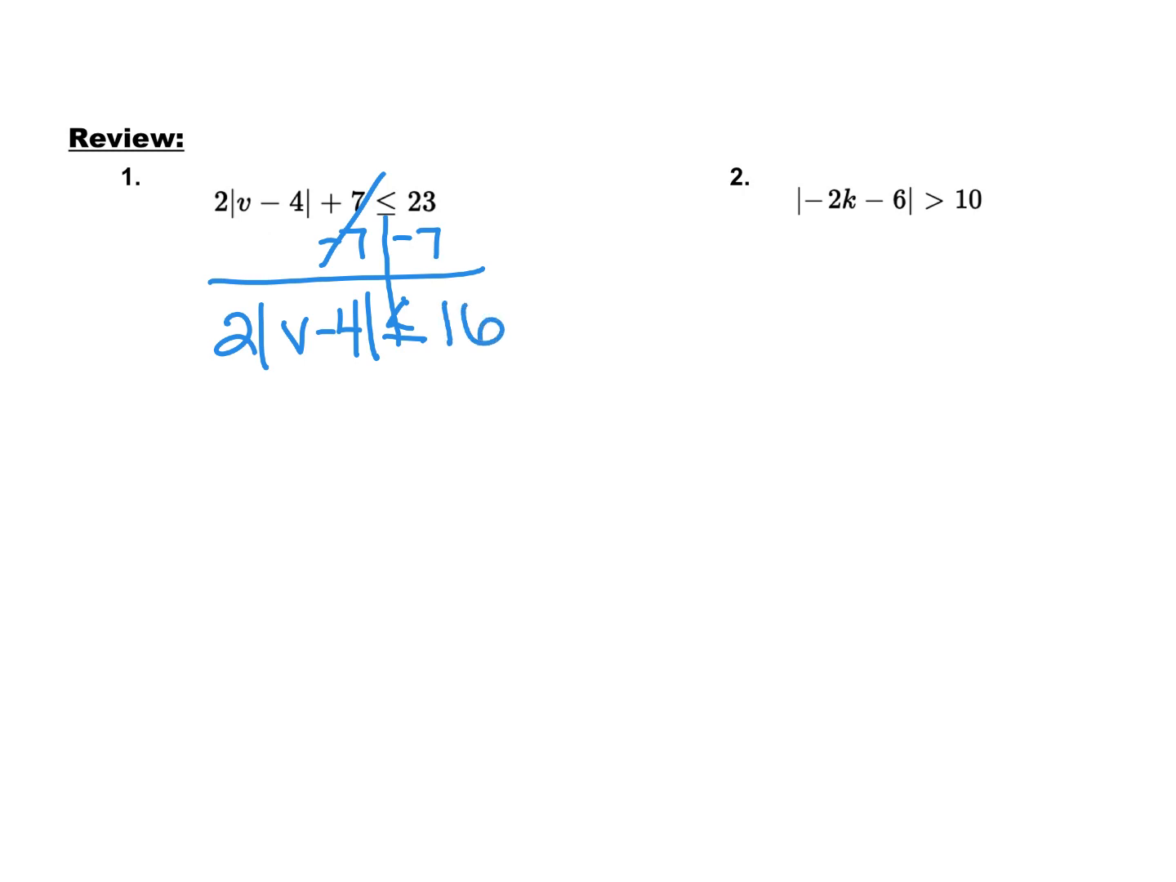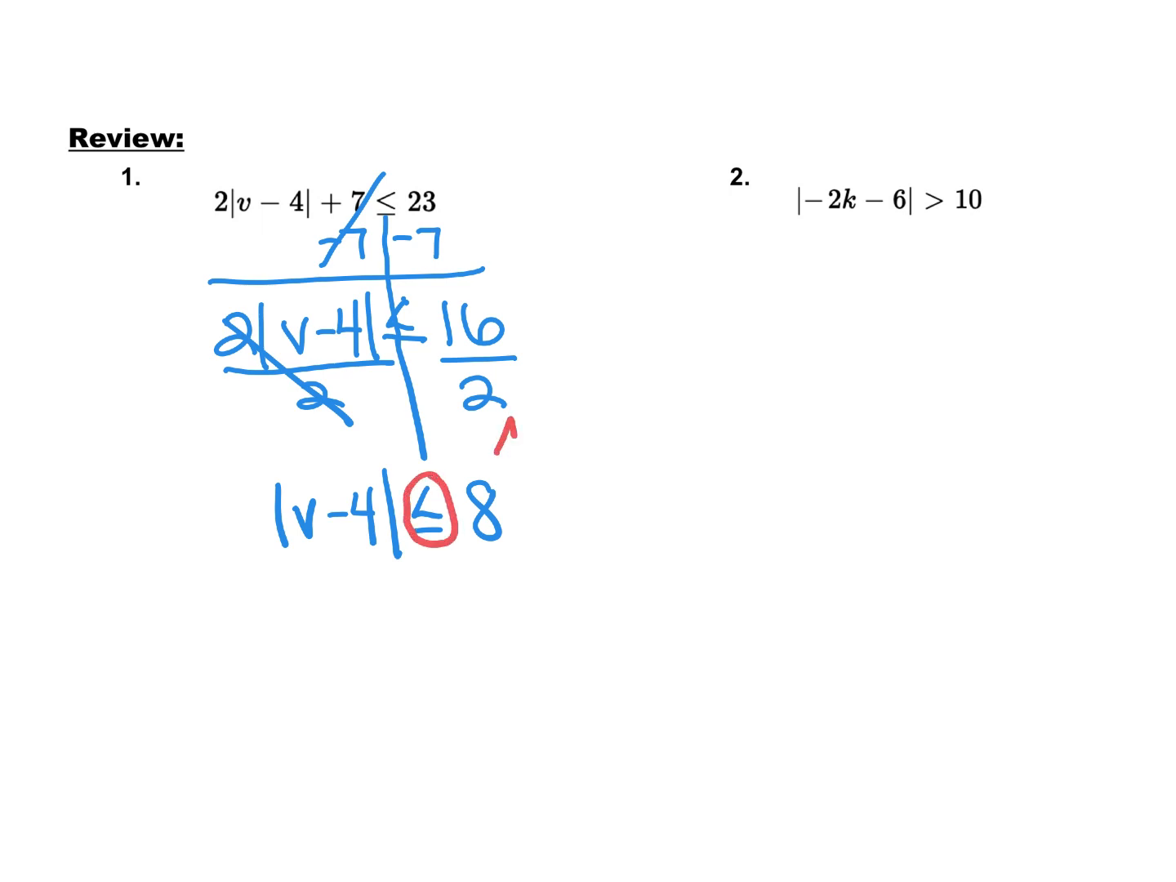All right, and so now we have to divide by 2. And now we've got the absolute value of v minus 4 is less than or equal to 8. This is the part where you have to determine if this is going to be an and or an or. Remember, we said less than, so this is going to be an and.